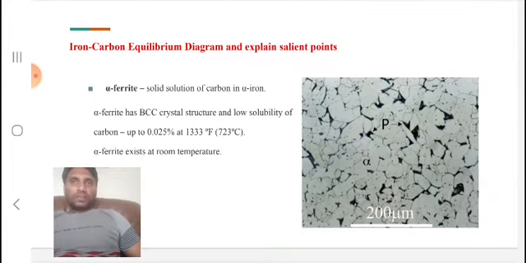So you can see the grain boundaries, pearlite in the dark region, and a light portion is called the alpha iron.